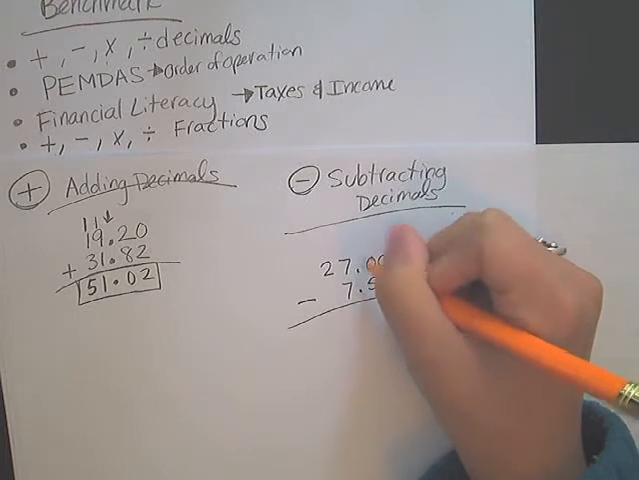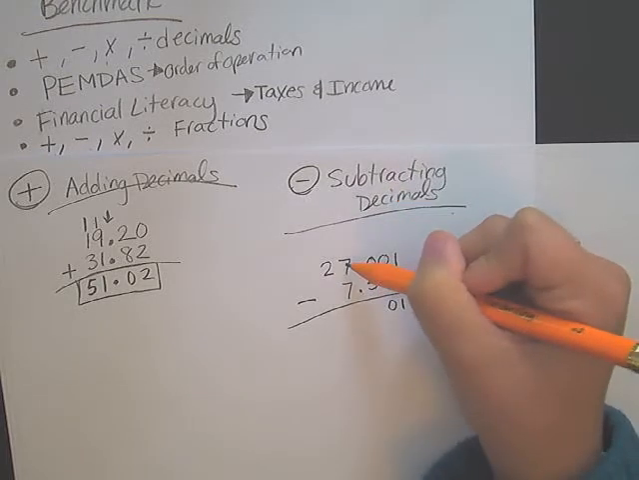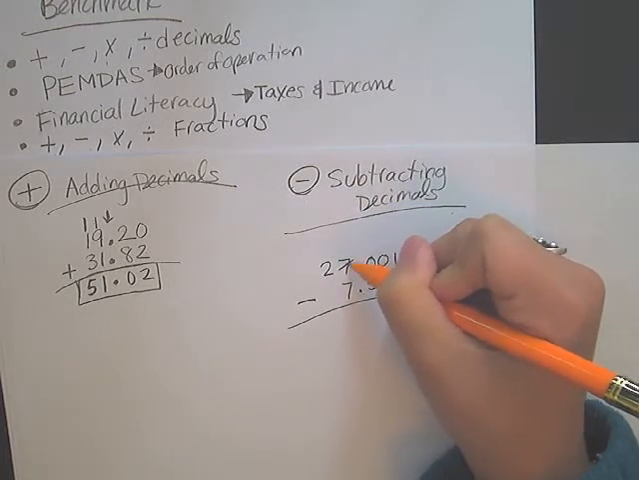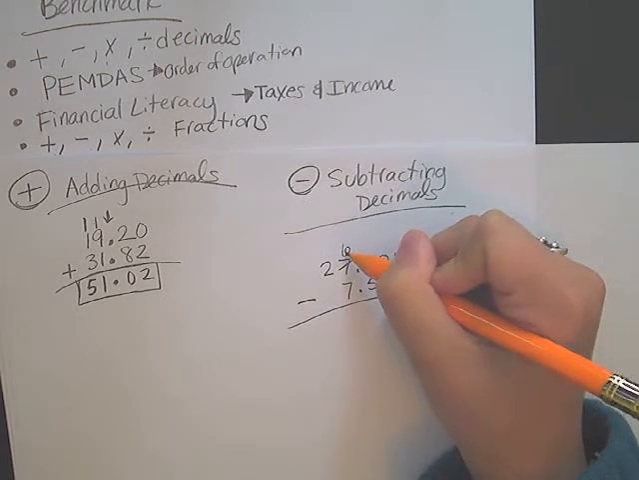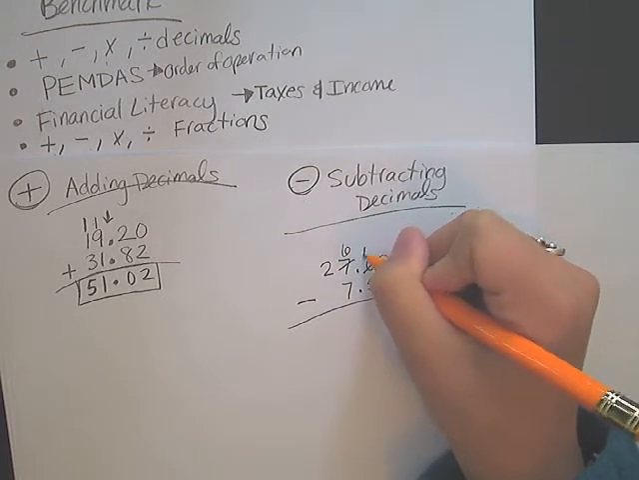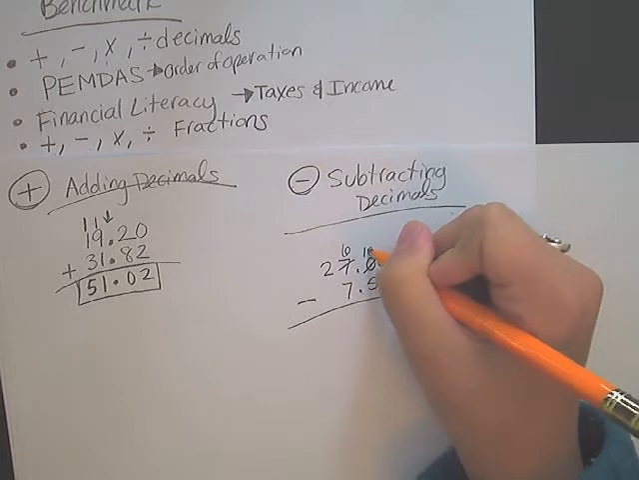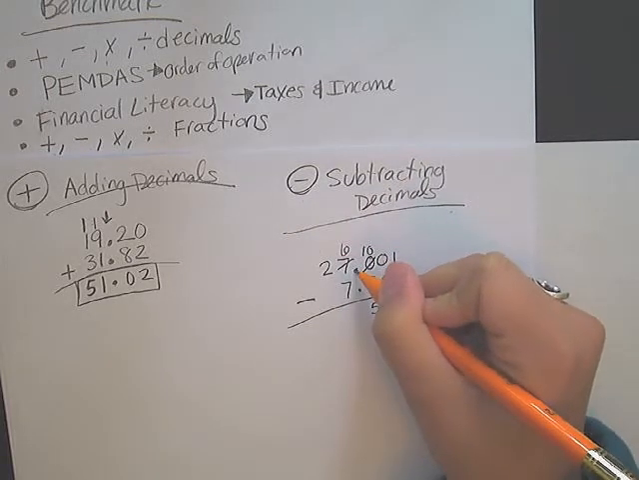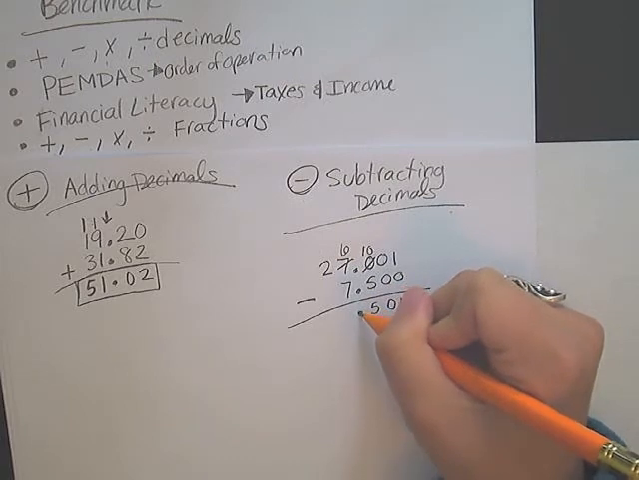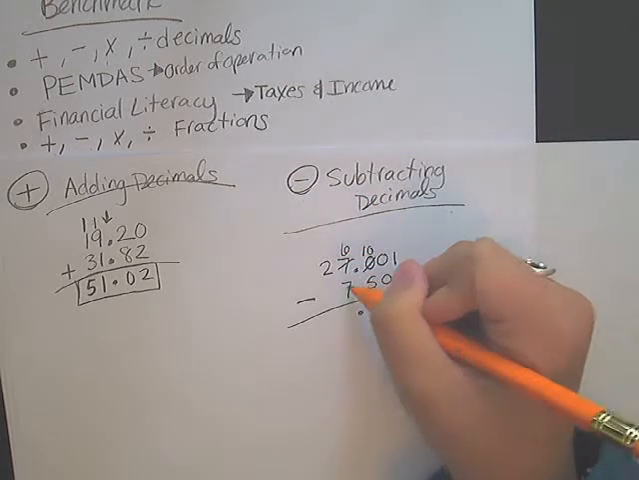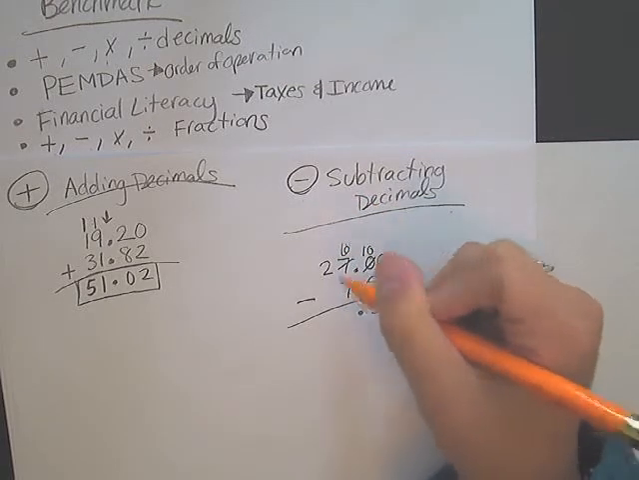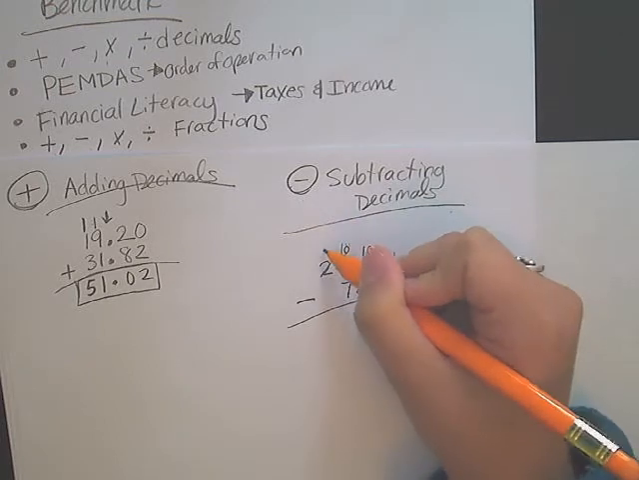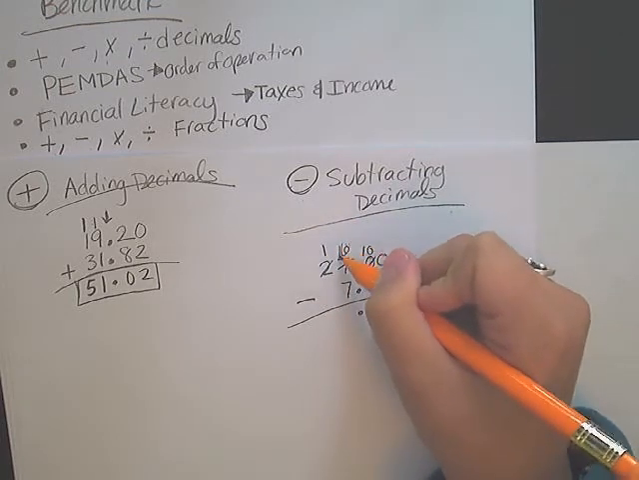Well, we can't take away 5 from 0, so we got to borrow from our neighbor. So we're going to change that. That's going to be a 6, and we're going to change that to a 10. So the 10 minus 5 is going to be 5. We have our decimals right here, so we're going to have to drop the decimal to the bottom. And we have 6 minus 7, so we're going to go ahead and borrow again. That's going to be a 1. And then we have 16.